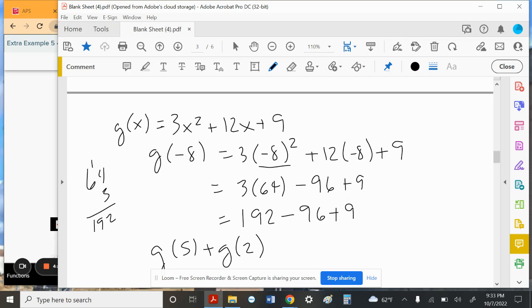I'm going to add the two positives together because it's easier to do that first. So I get 201 minus 96. So that would be 105.